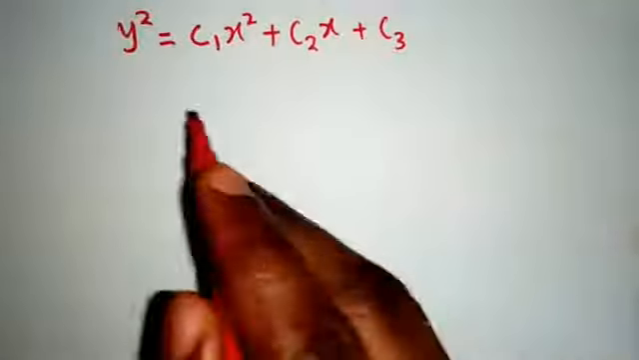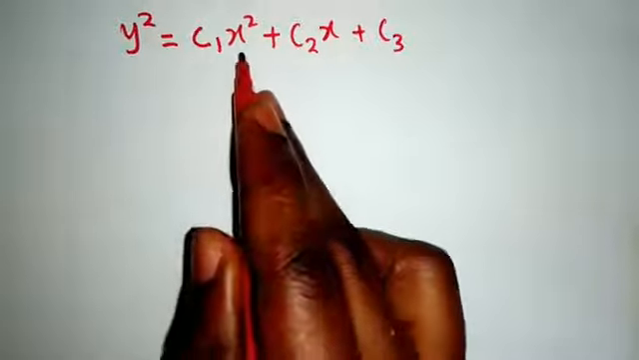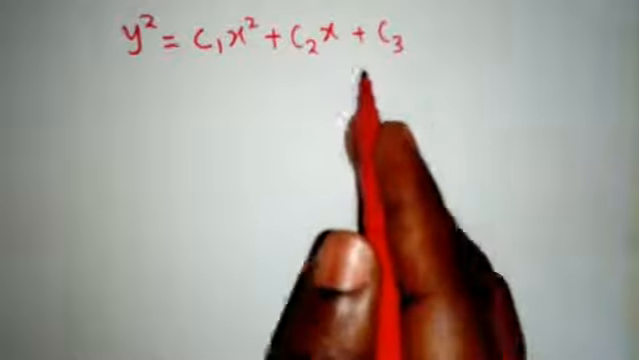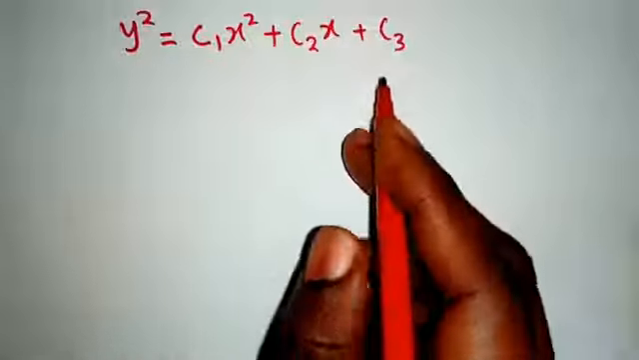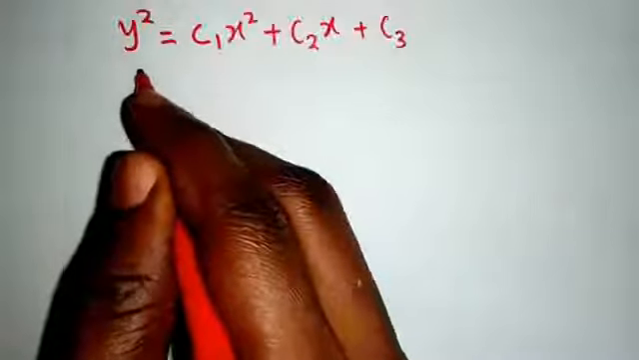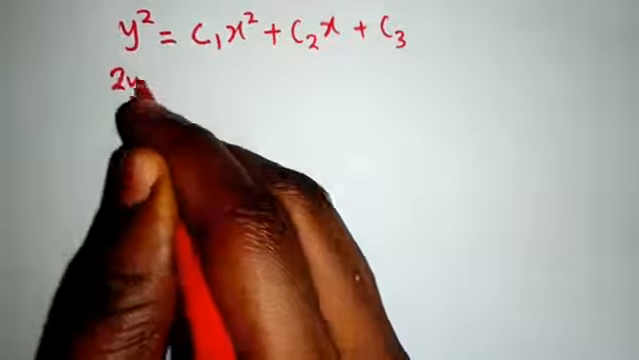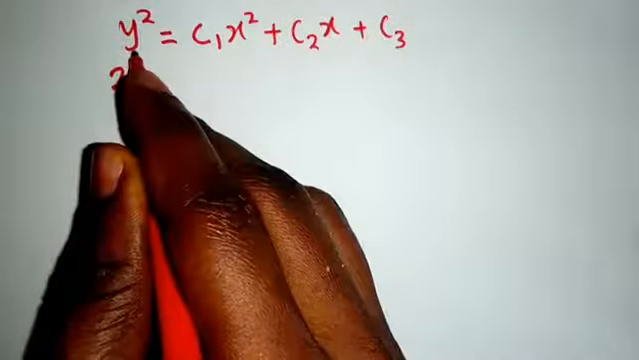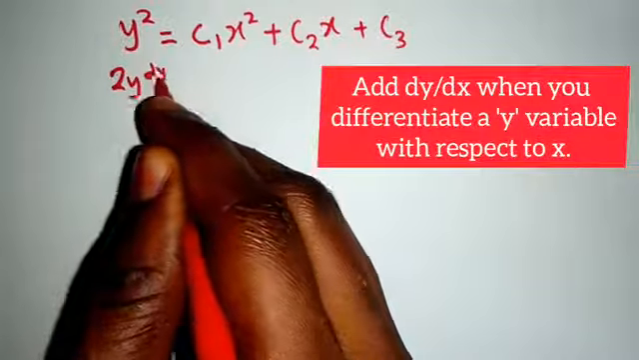Now let's see another example. Form the differential equation from y squared equals c1 x squared plus c2 x plus c3. Now observe that this equation has 3 arbitrary constants, so we'll differentiate 3 times. Now let's differentiate the first time. We have, if we differentiate this, we have 2y. Now anytime you differentiate a y variable, you need to add dy/dx.